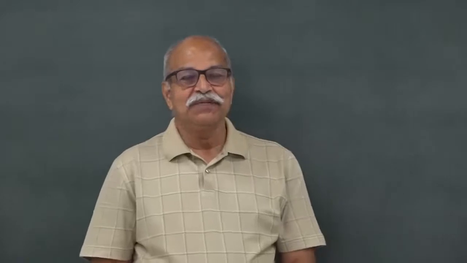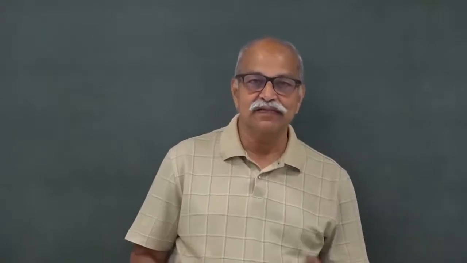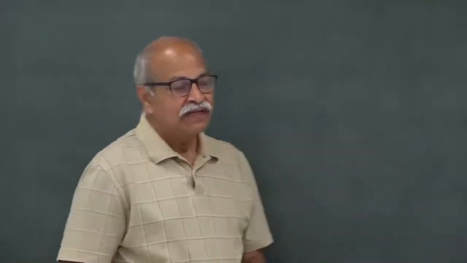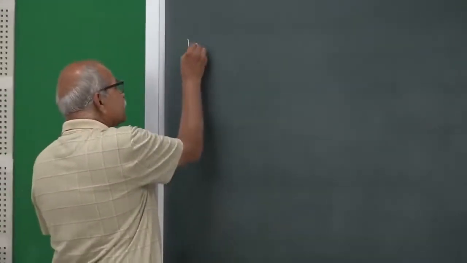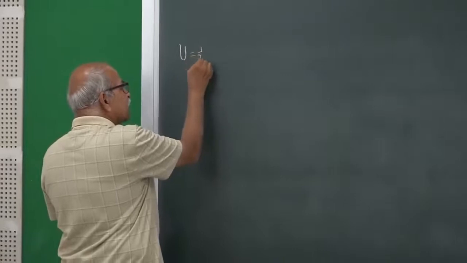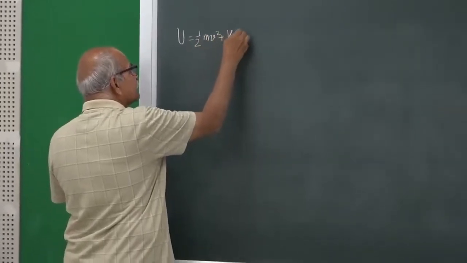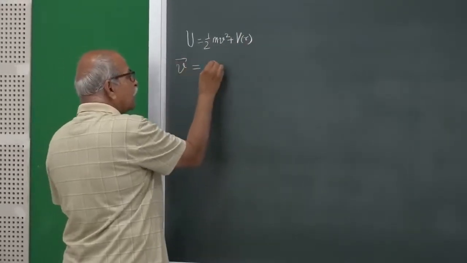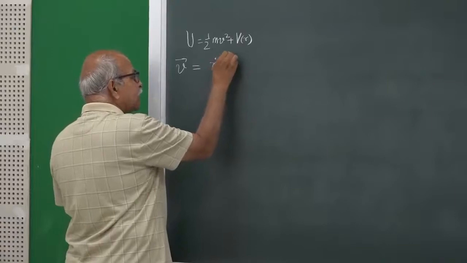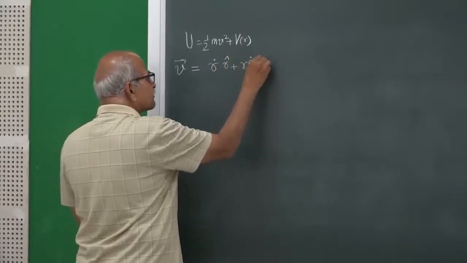So, we talked about energy diagrams for a particle with central force acting on it, and for that we have to write the expression of energy. U is half mv squared plus the potential energy function, but this v can be written as r dot r cap plus r theta dot theta cap.